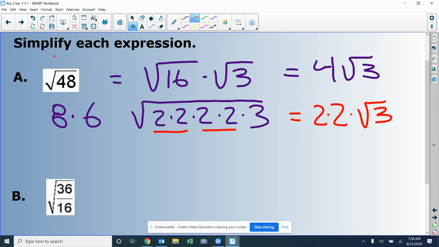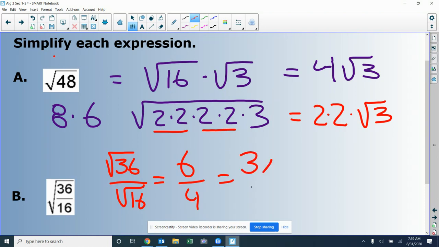Letter B down there, piece of cake. What's that end up being? Square root of 36 over the square root of 16. We are 6 over 4, which I hope we don't hit too many of those today. And we'll simplify that down to 3/2.